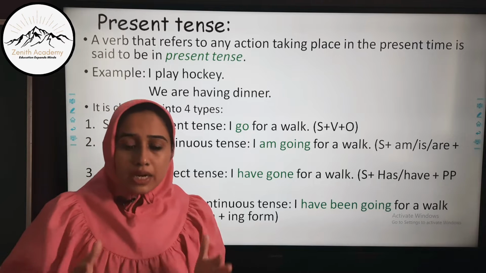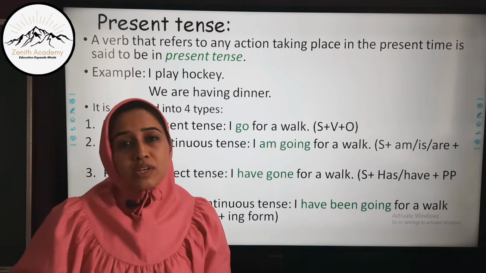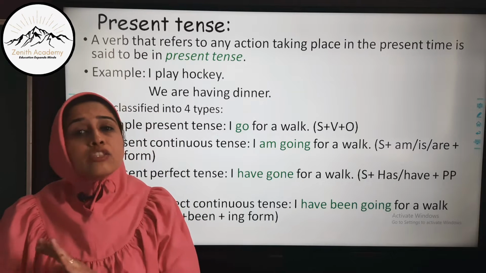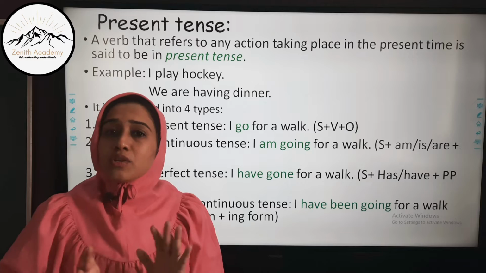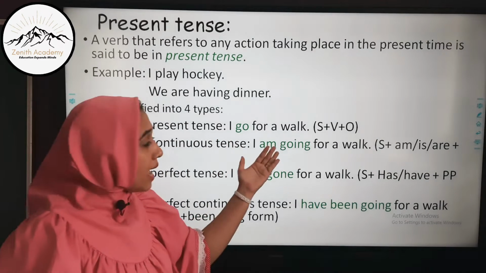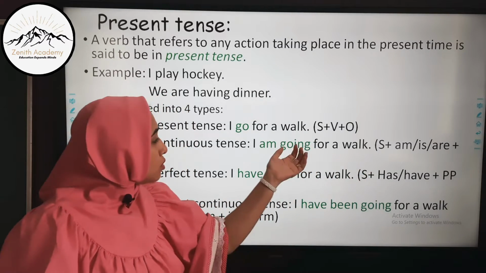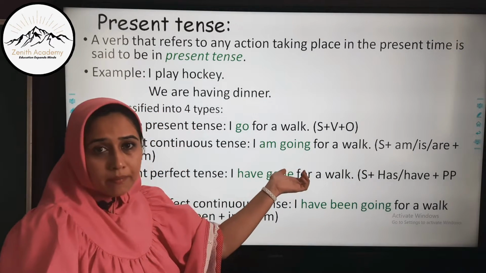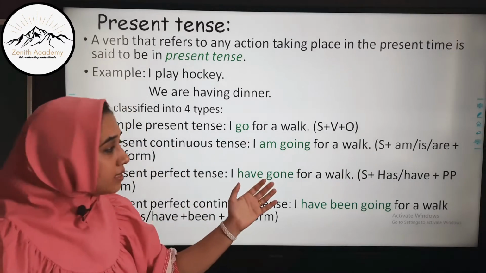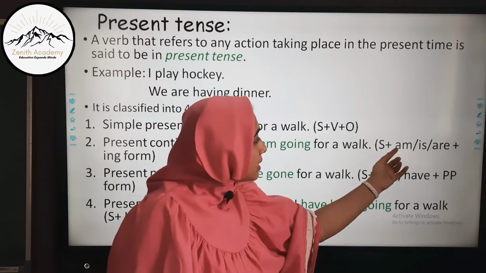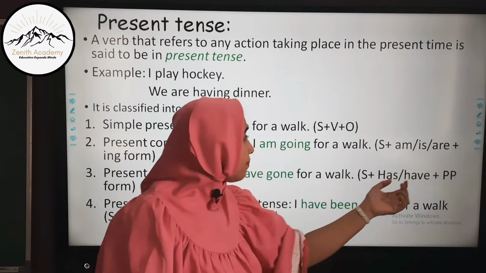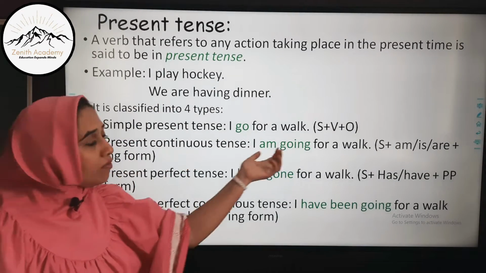Present continuous tense basically means the action is happening in the present time and it is continuous, means the work is not yet over. The action is not complete. It is still happening. So the sentence becomes I am going for a walk. So go becomes going. The verb is changed. So the format of present continuous tense is subject plus am, is or are, depends on the number of subject, plus ing form of the verb.